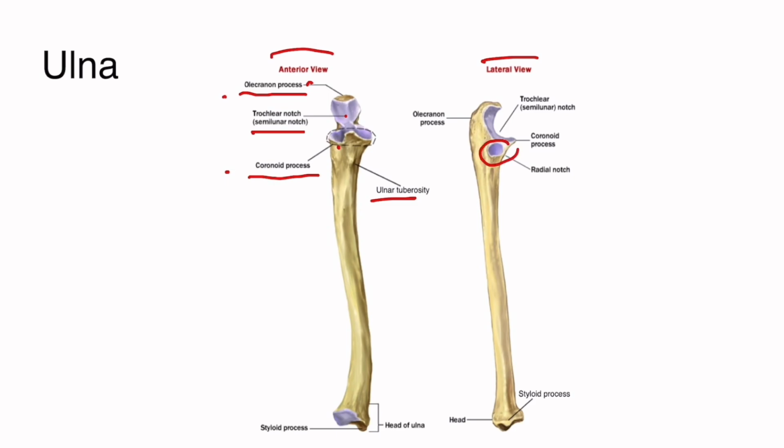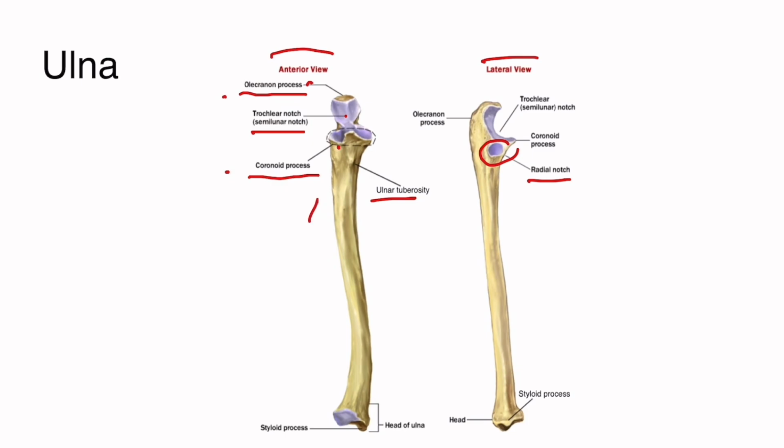Radial notch. It's a small lateral depression below the trochlear notch. It articulates with the head of radius, forming the proximal radio-ulnar joint. It allows forearm rotation. Rotation means supination and pronation. Radial notch. So head of the radius comes here and makes proximal radio-ulnar joint.